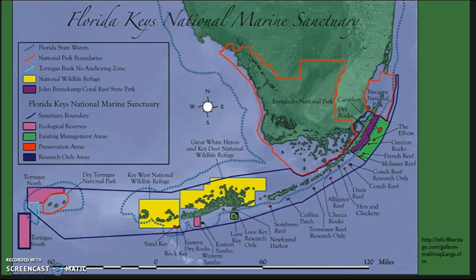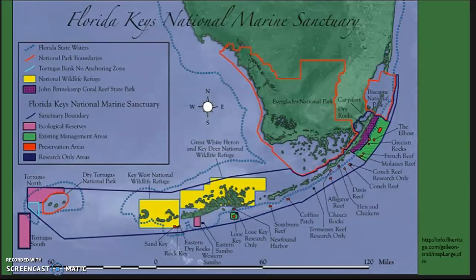So this is a map that shows where these zones are located. The yellow area is a national wildlife refuge that is separate from the marine sanctuary, but the marine sanctuary and the wildlife refuge co-manage the coast because it affects both the marine sanctuary and the wildlife refuge. So the wildlife refuge areas, it's not the entire yellow area, but it's kind of dots along the coastline.